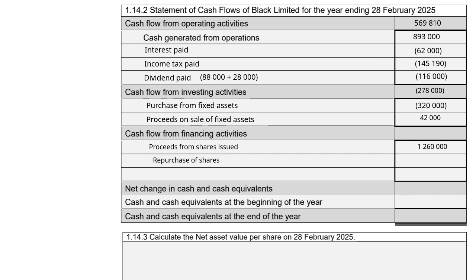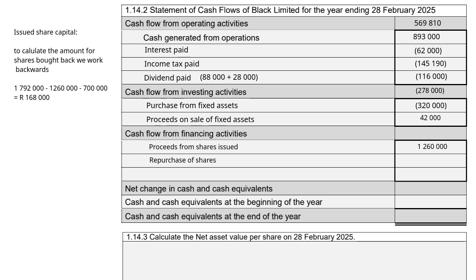Repurchase of shares. To calculate the amount that we repurchased, we go back to information 2, note 3, to the issued ordinary share capital note, and we have to work backwards to calculate the amount that was bought back. So we take the 1,792,000, we minus the 1,260,000 shares issued, and we minus the 700,000 rand at the beginning of the year to give us a balancing figure of 168,000 rand. That is our shares purchased for this year, the amount of 168,000 rand.